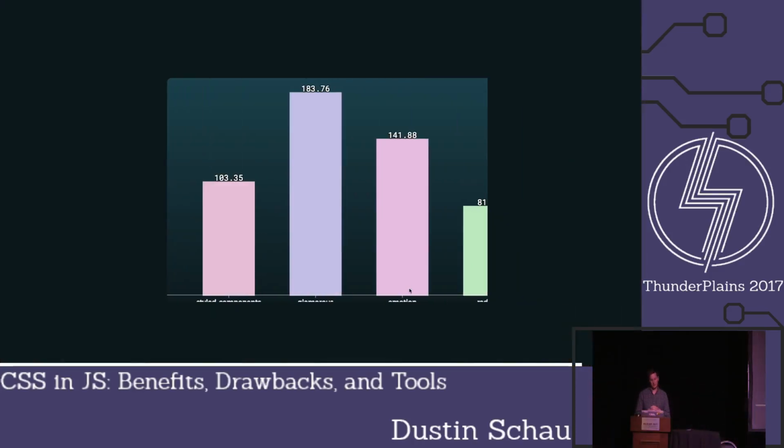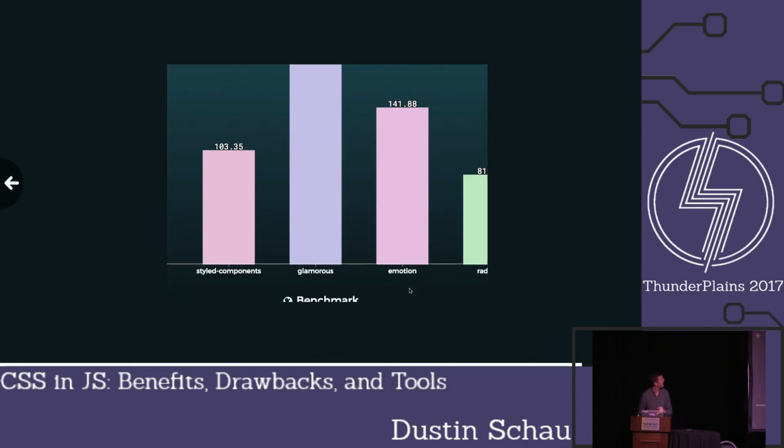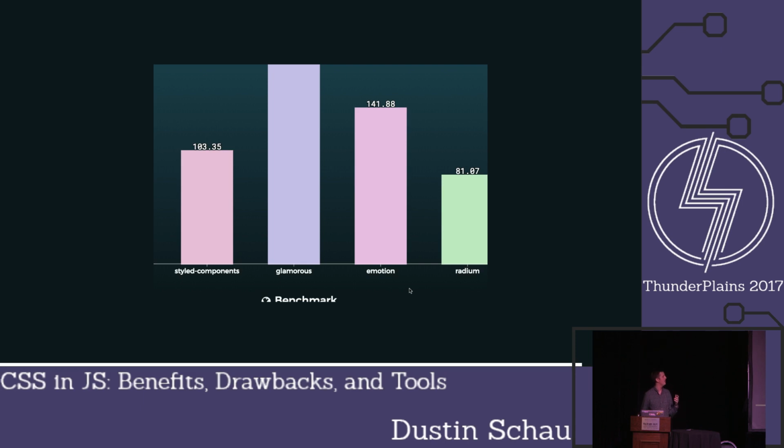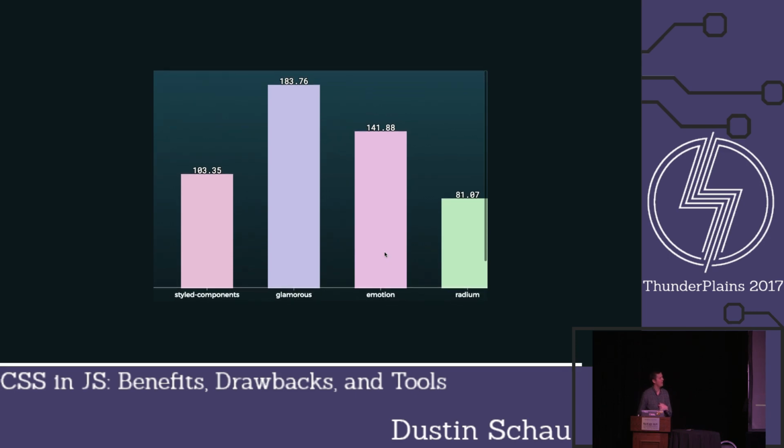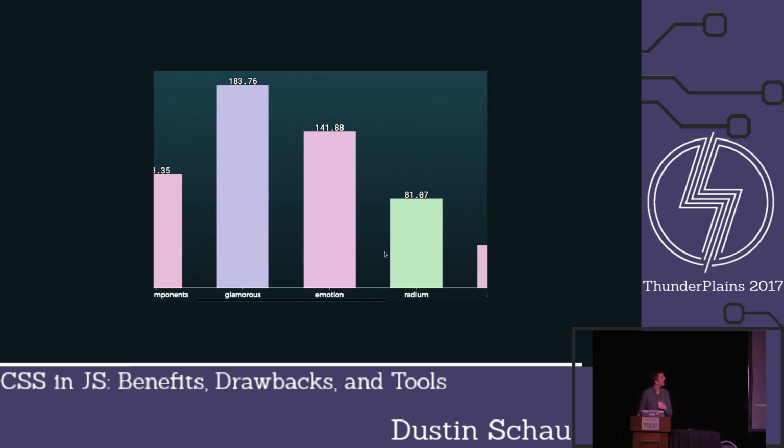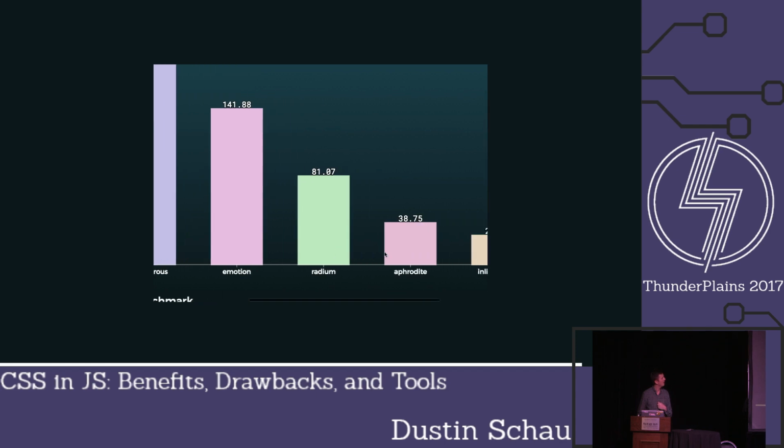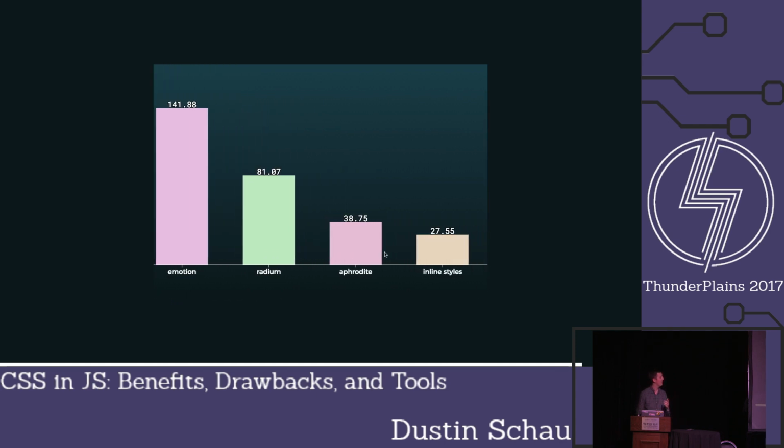So I do have some benchmarks. See, styled-components has about, so this is actually measuring render time. So styled-components is about 103 milliseconds. Glamorous is a little bit higher by this particular metric. Emotion is about 140, etc. Inline styles are about 30 to 40 milliseconds.